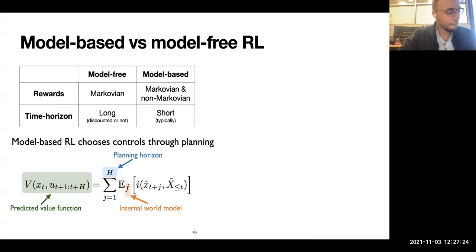So an alternative is to do a model-based approach. In model-based reinforcement learning and control, these control signals are chosen through planning. Here, this V we're going to call the predicted value function. You have a planning horizon H and an internal world model, which we denote by F hat. The agent takes a sequence of controls and predicts where it's going to be. Given that predicted trajectory, it computes the intrinsic reward function.